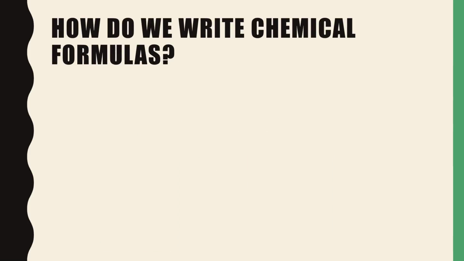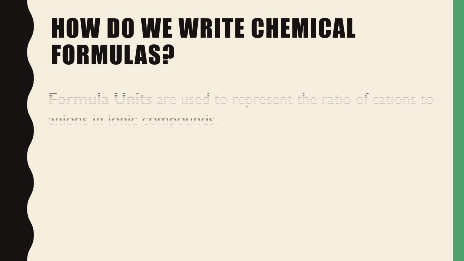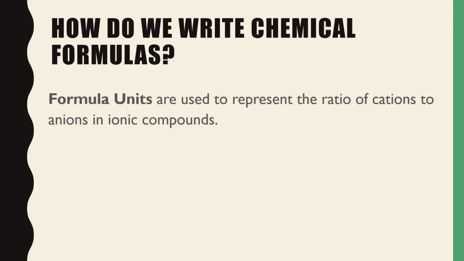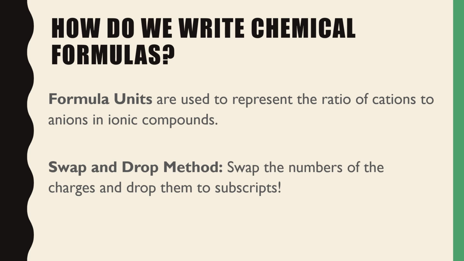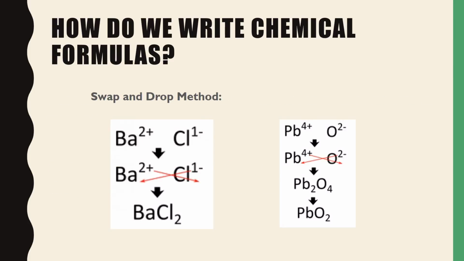But before we do that, how do we write basic chemical formulas that don't have to deal with these different charged atoms? Formula units are used to represent the ratio of cations to anions in ionic compounds. We already talked about this in chapter 7. But there's this new method called swap and drop, so that we don't have to draw out Lewis structures anymore, and we can just use the charges that we determine with monatomic ions.